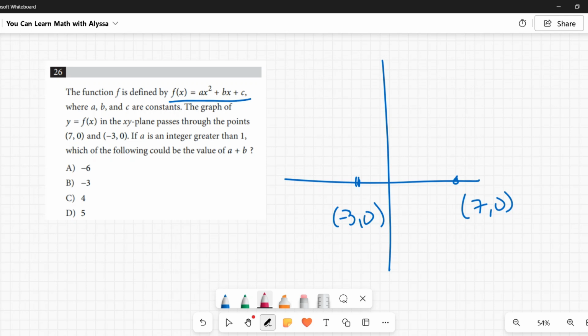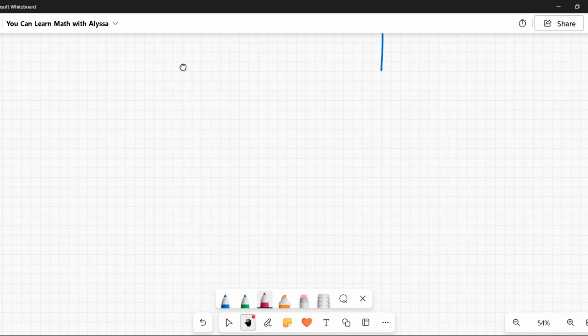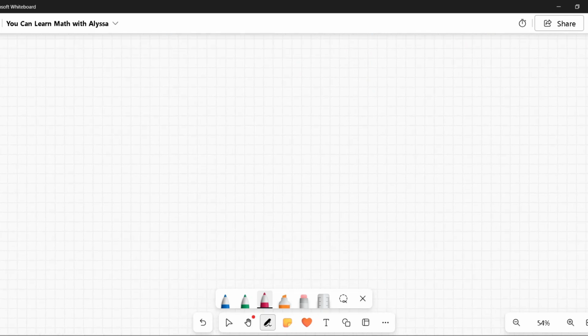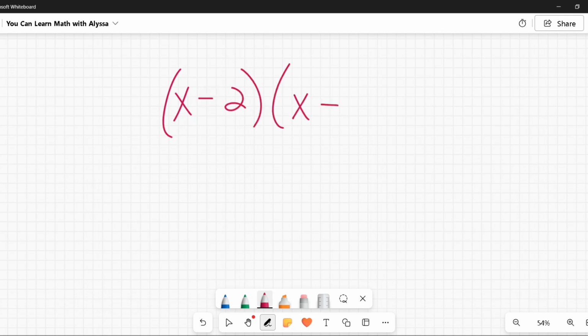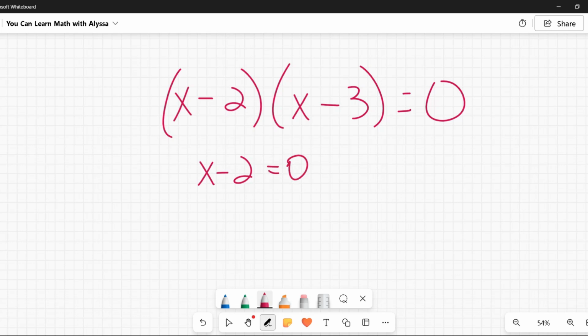So think about when we're factoring. If I had, say, in a different problem, factored something and I got it down to x minus 2 and x minus 3, I go, okay, I'm going to solve for x. So I split up x minus 2 equals 0, x minus 3 equals 0. I do my math. I figure out that x is 2 and x is 3.